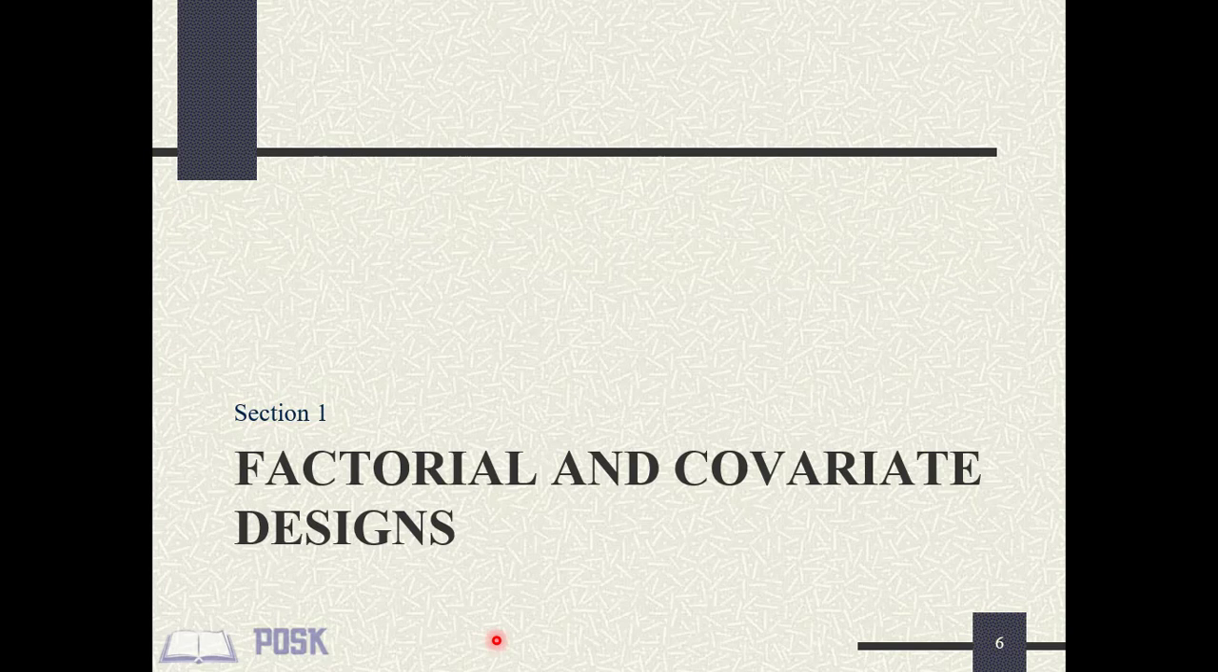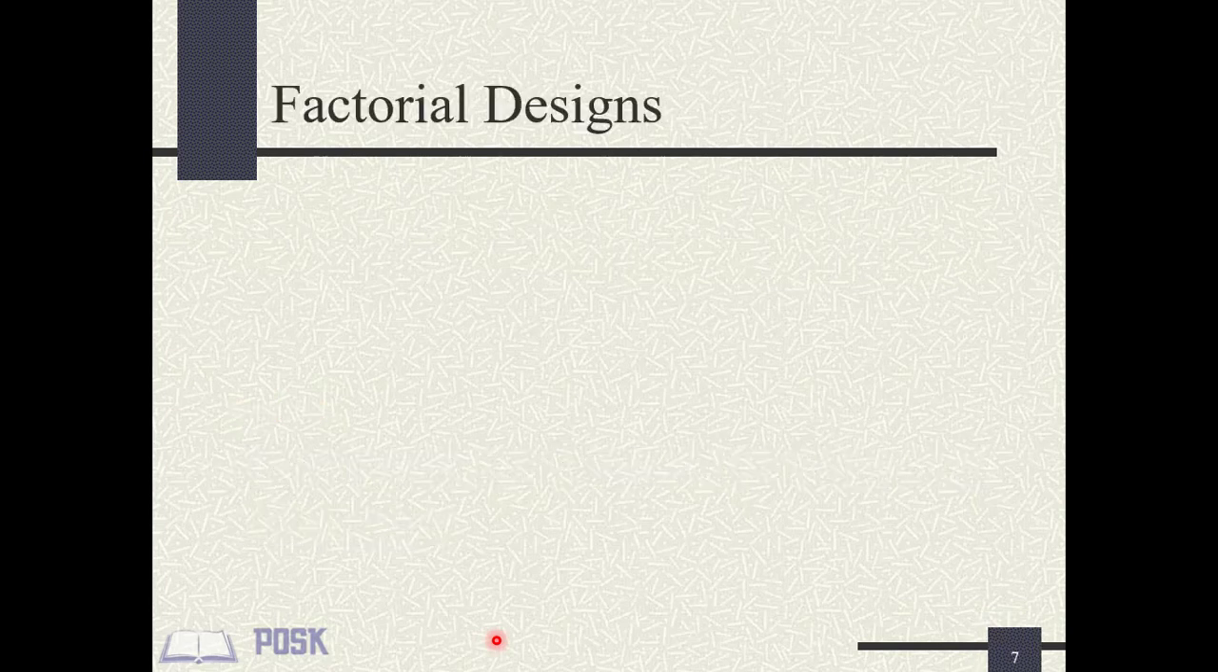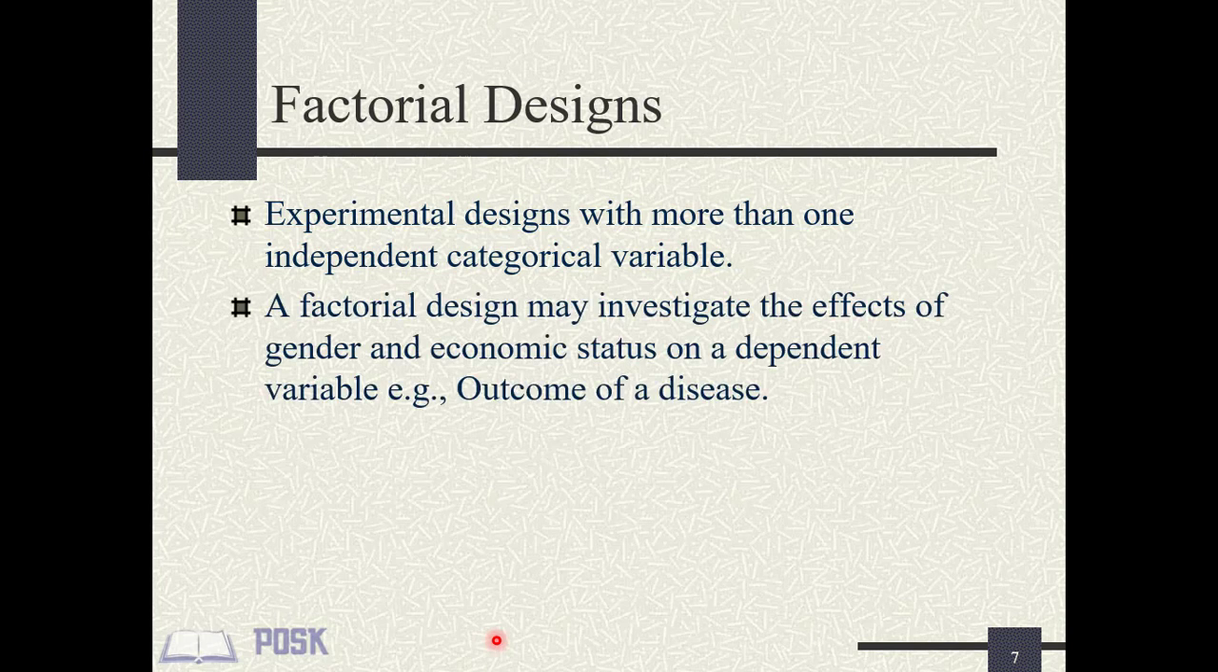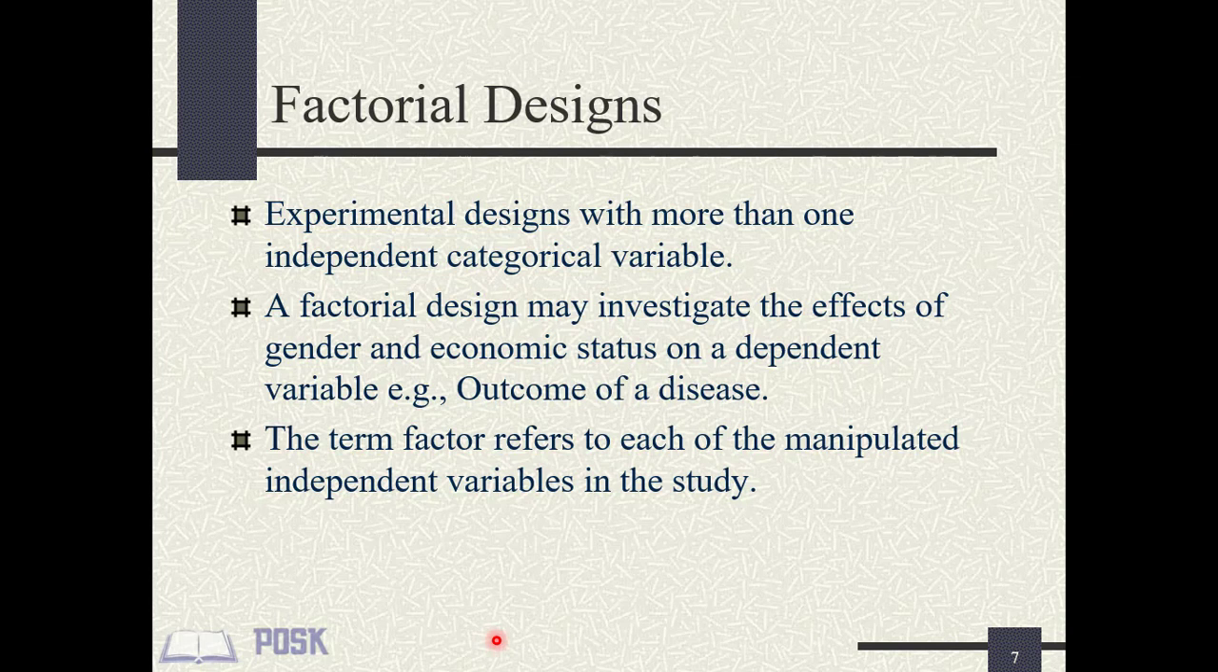In this, the first section of the lecture, we will be covering factorial and covariate designs, which are the first objectives of this lecture. What is a factorial design? A factorial design is an experimental study in which the study has more than one independent variable and the independent variables are categorical. For example, a researcher might want to investigate the effects of gender and social status on the outcome of a disease such as tuberculosis.